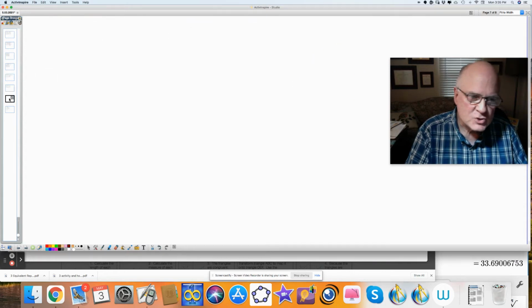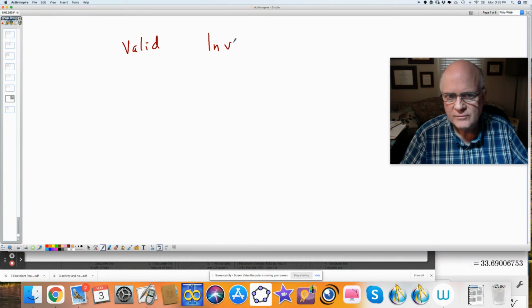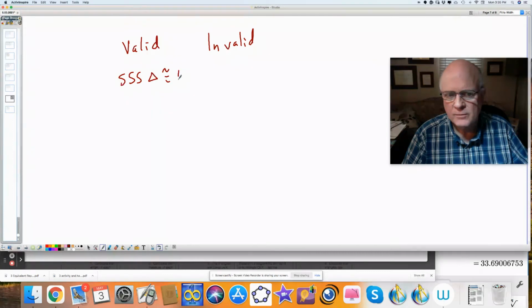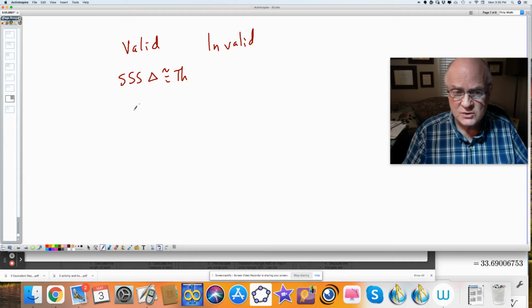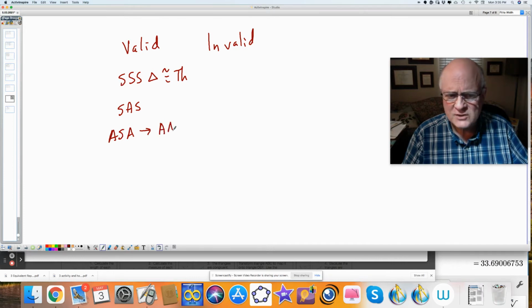Do you remember any of the shortcuts that we had from the first trimester of this course? Maybe you do. Maybe you don't. There were some that were valid, and there were some that were invalid. The valid ones were the side-side-side triangle congruence theorem. If you know three sides of one triangle are congruent to three sides of another, then the two triangles are congruent. What about the side-angle-side, where the angle is the included angle? Or how about the angle-side-angle, which also implies the angle-angle-side? These are all valid shortcuts.